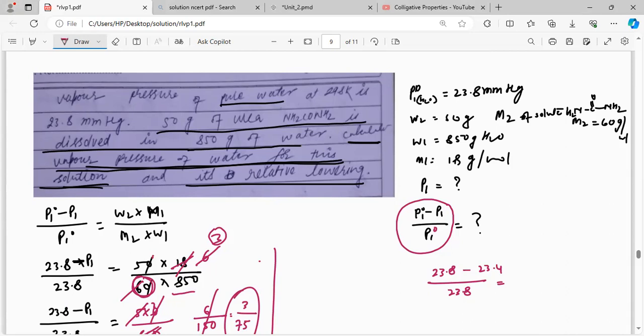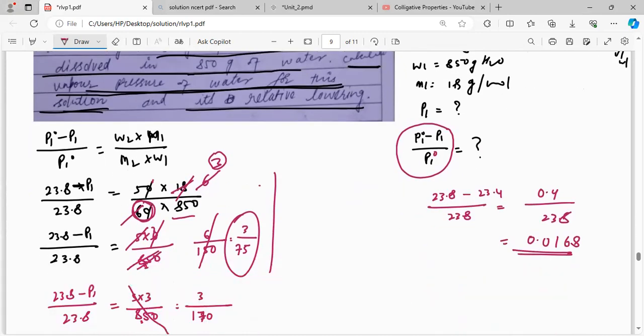Relative lowering. And it's relative lowering of vapor pressure that is also being asked. So if you do it this way, what will come? 0.4 divided by 23.8, it is coming 0.016. This is the relative lowering. This much vapor pressure is getting decreased. This is the relative lowering of vapor pressure.